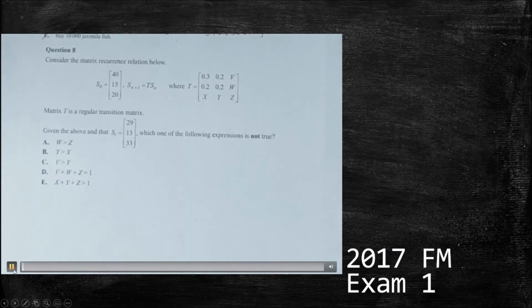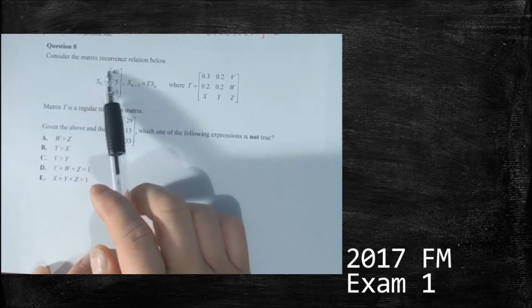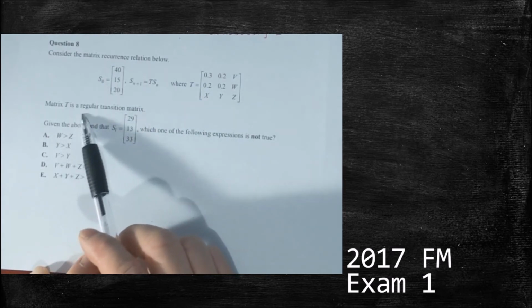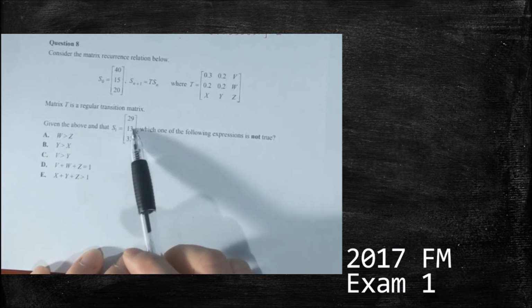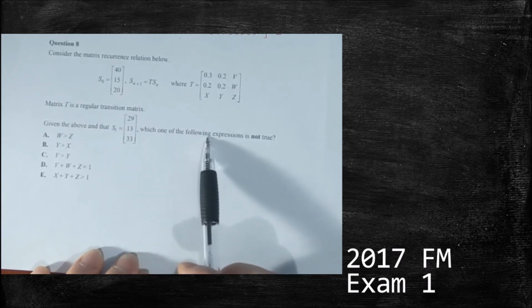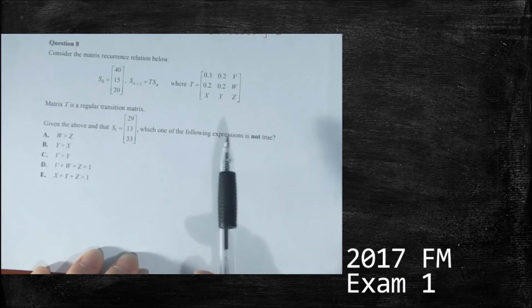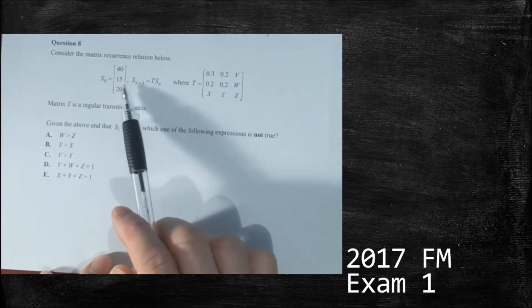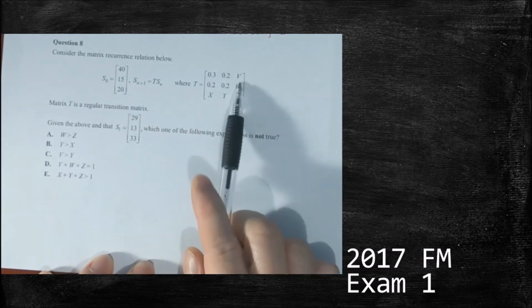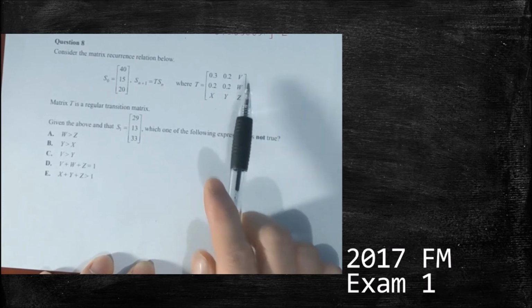Hello, so this is 2017 Further Maths Exam 1, question 8. It was the last question, it was probably considered a harder one as well. So consider the matrix recurrence relation below. Matrix T is a regular transition matrix. Given the above and that S1 is equal to that, which one of the following expressions is not true? So we've got the transition matrix multiplied by S0 to give S1. And we have to find out what X, Y, Z, W, and V are.